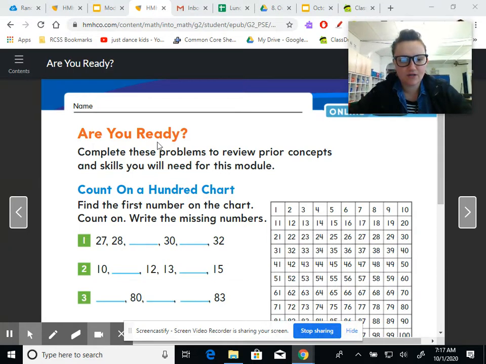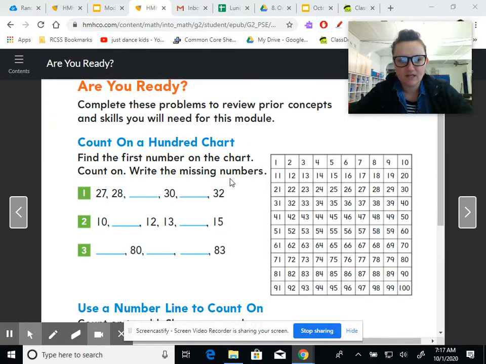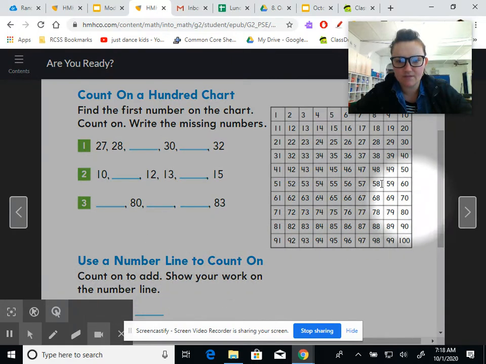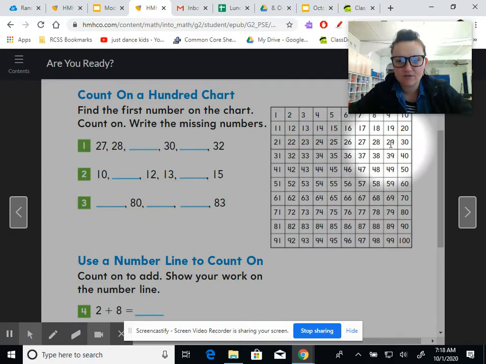So it says, are you ready? Complete these problems to review prior concepts and skills you will need for this module. Okay, so it's count on a 100 chart. Find the first number on the chart. Count on. Write the missing numbers. Okay, so the first number is 27. Okay, so let me get out my magic focus mouse. So we're at 27. So it says 28. What's next? 29. Okay, 30, 31, 32.